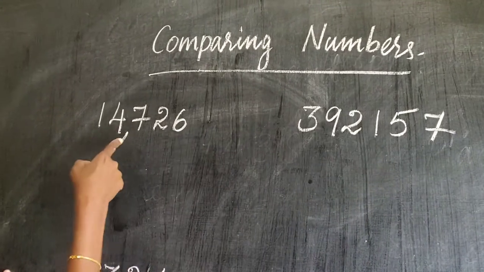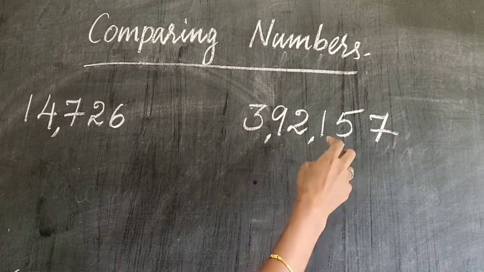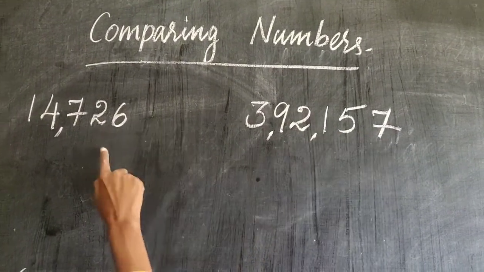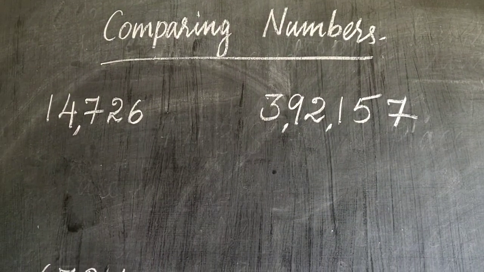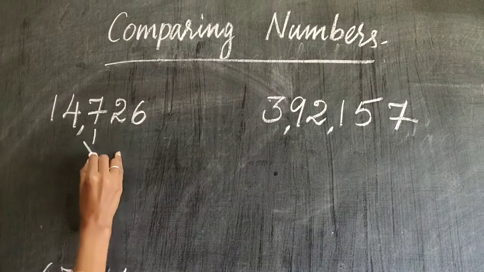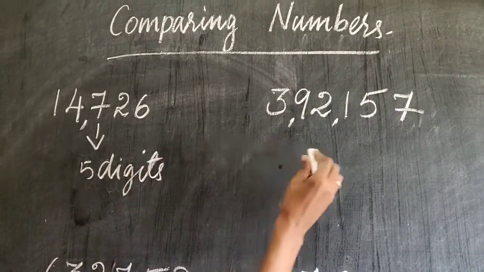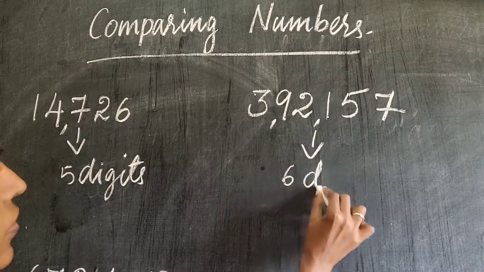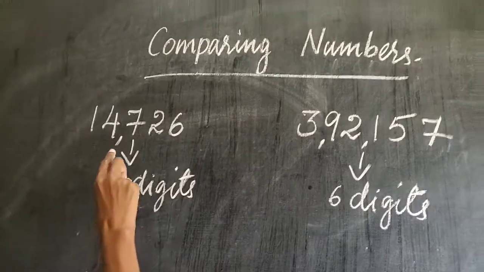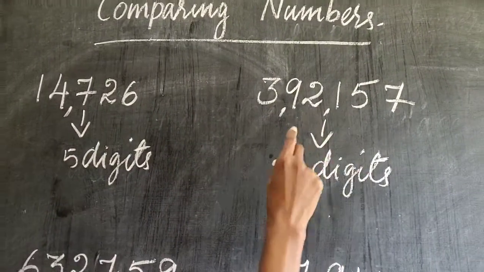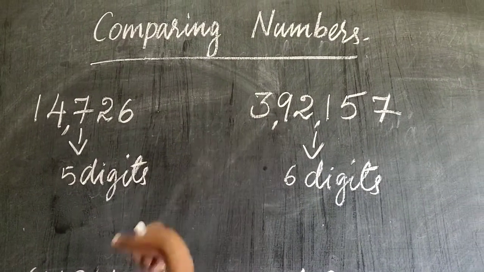So let's see, now here are two numbers. This number is 14,726 and this number is 3,92,157. In these two numbers we are going to compare and find which is bigger and which is smaller. Here there are 5 digits and here there are 6 digits. So this one has more digits, so surely this number will be bigger.